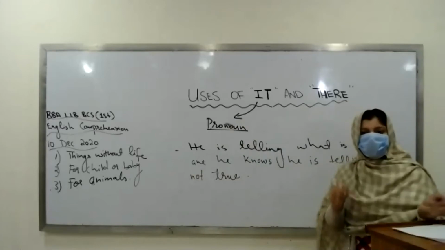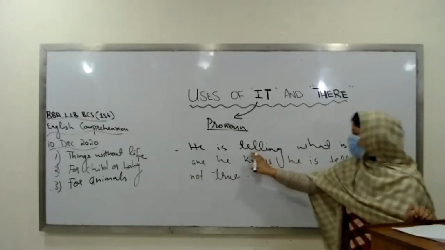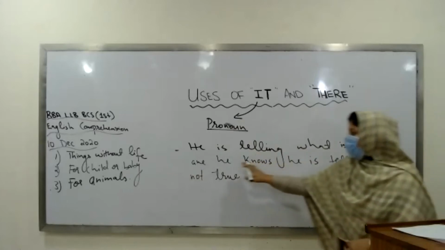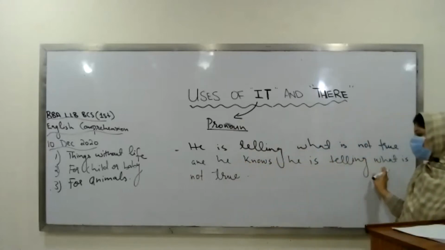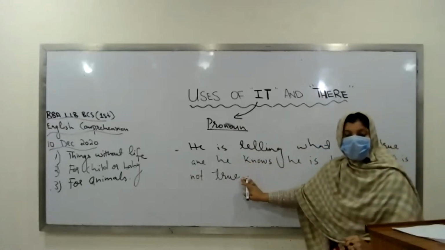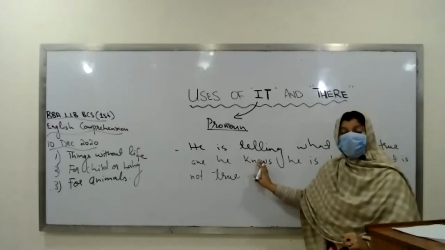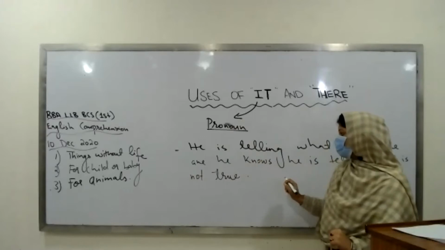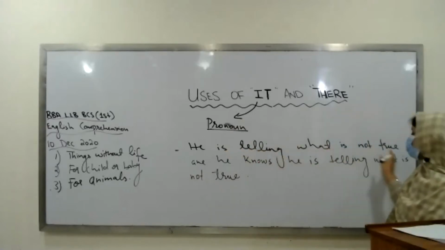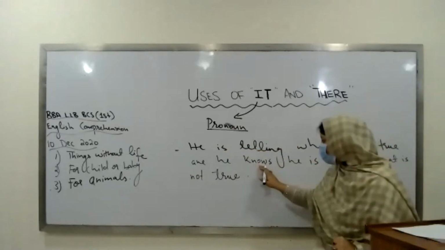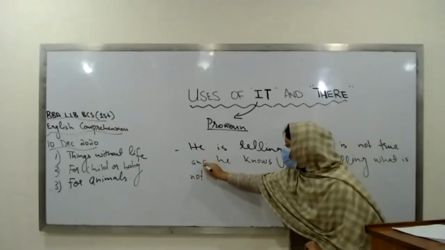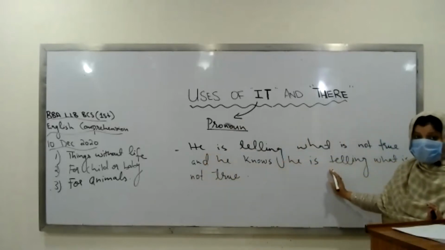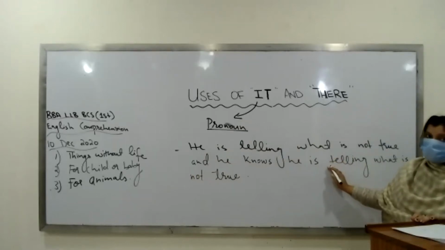Okay, another example is, he is telling what is not true, and he knows he is telling what is not true. Now, this is one sentence, but here you can see the repetition is there. Now, where is the repetition? He is telling what is not true, and he knows, और उसे पता है कि वो झूठ वो बात कर रहा है जो कि सच नहीं है. Now, here it has been repeated again.